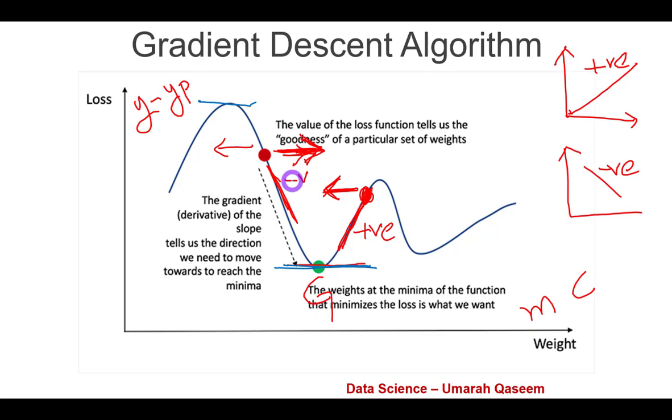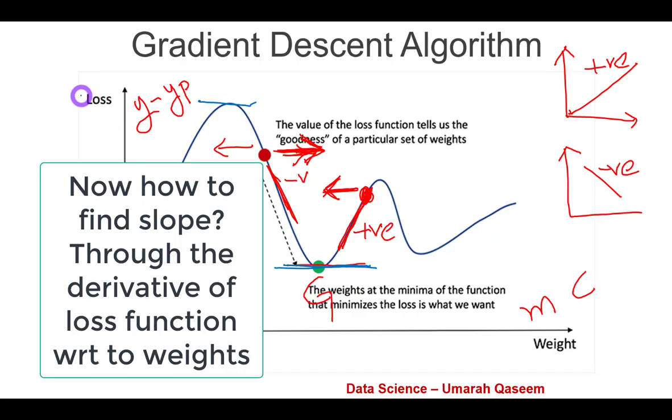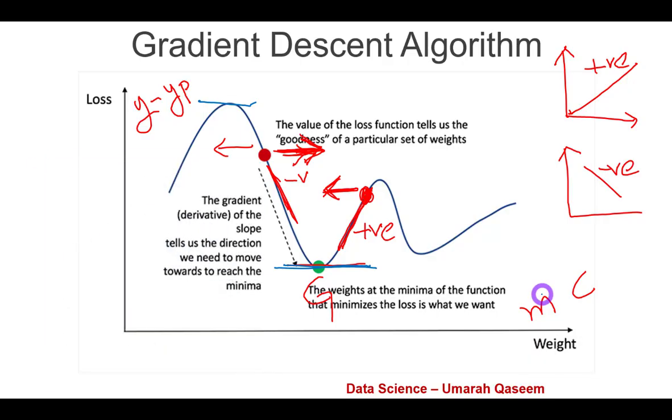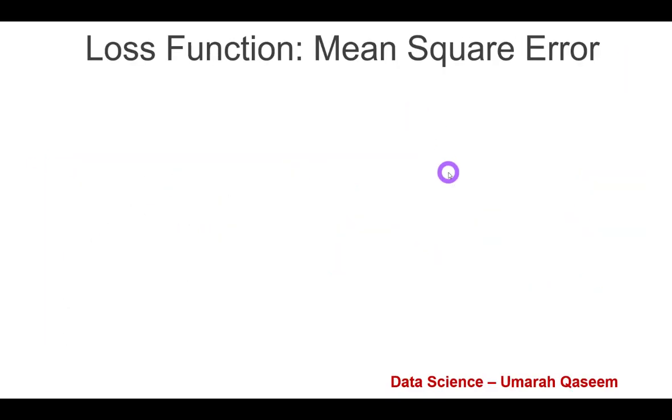And you also know that slope is actually the gradient or the derivative. So what we actually do is we have a loss function, right? And we find the gradient or the derivative of this loss function with respect to the weights, with respect to M and C. Now let's look at the loss function that we are going to use to implement in our code. The loss function that we will be using is mean square error, and it's very simple. Let's look at its equation.